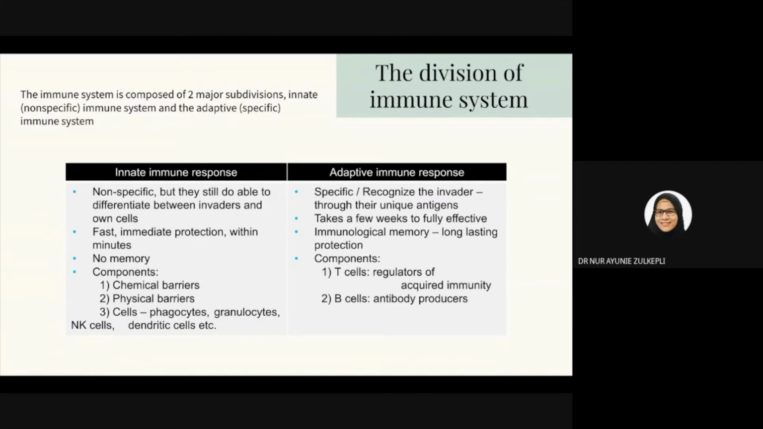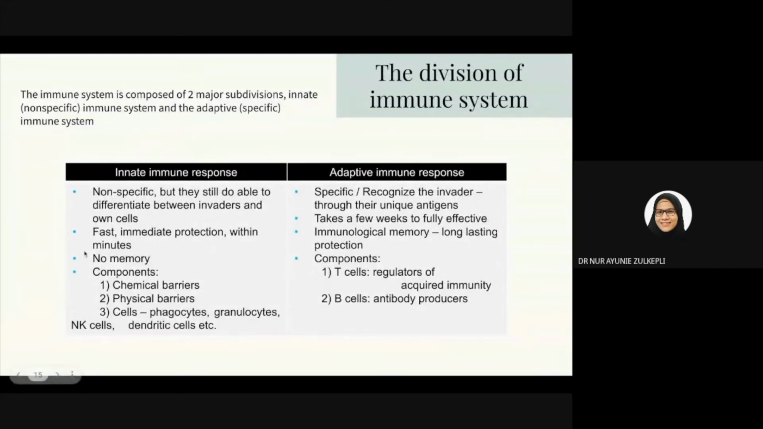That means it recognizes the invader through its unique antigen, and it will provide a unique mechanism for that antigen to kill it, to induce the death of the antigens. Okay. So the innate immune response is usually non-specific, but what it does is try to remove or prevent the pathogen from entering our body. We call it the first line of defense, or we have the physical barrier that I mentioned just now.